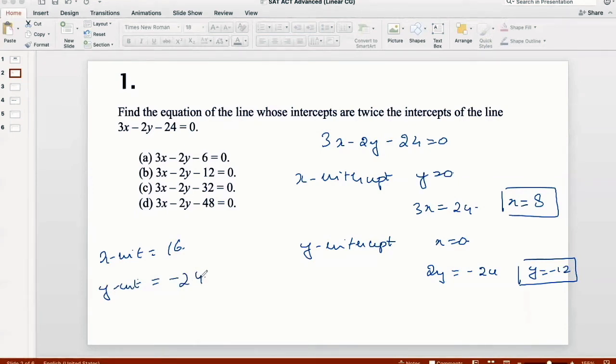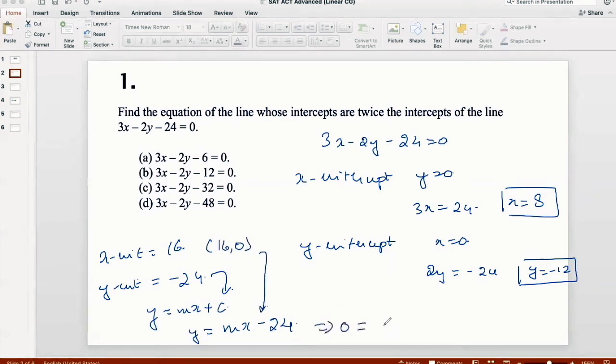So if I were to write my line in the form of y equal to mx plus c, then I can see that the y-intercept is negative 24. So I can write it as y is mx minus 24. And then because the x-intercept is 16, I can put the point 16, 0 in this line, and I can find the value of m. So that would be 0 is 16m minus 24. So that would mean 16m is 24. So m is 24 by 16, which is 3 by 2.